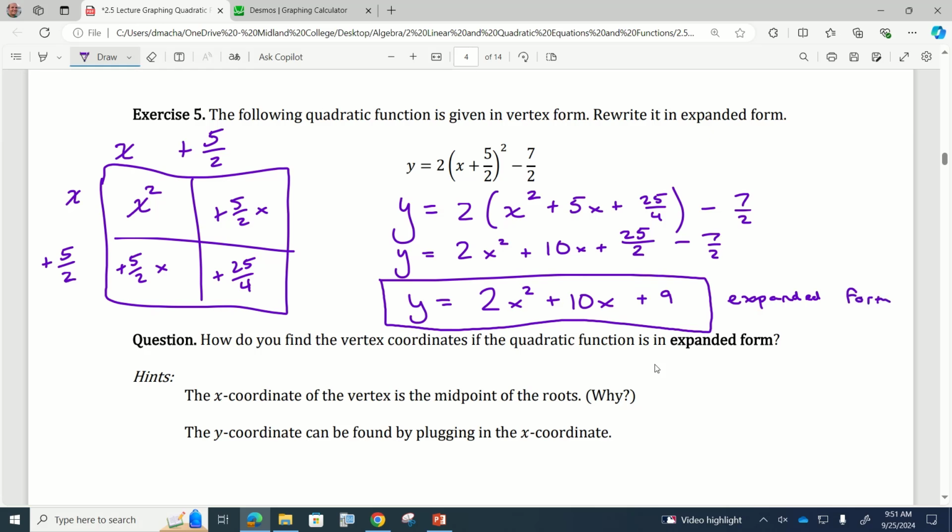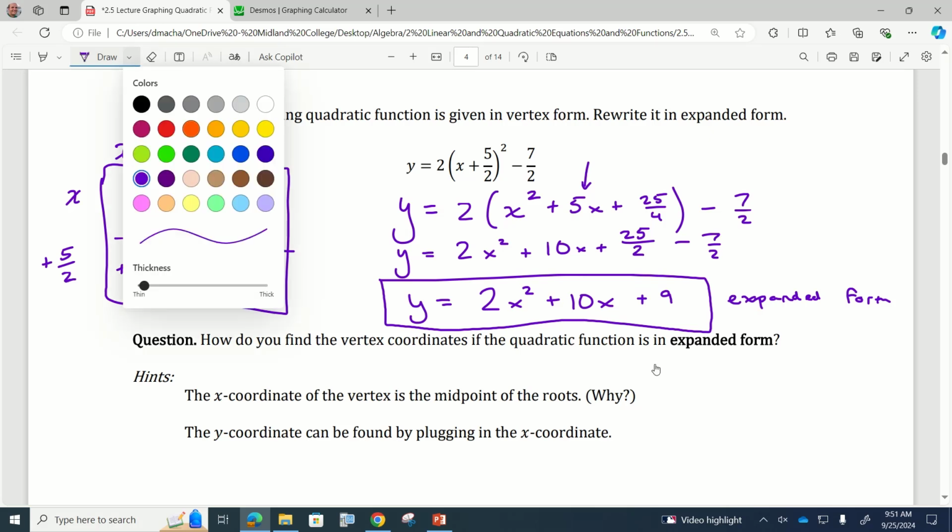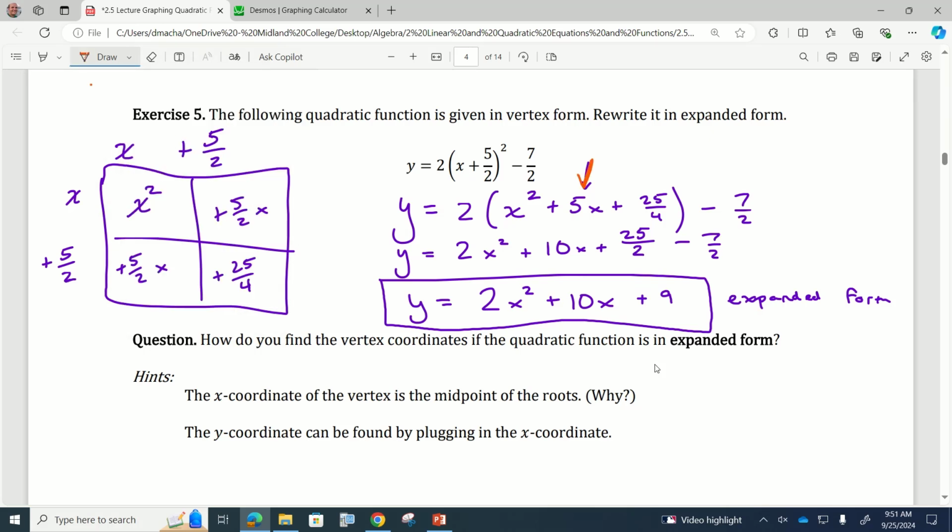Questions? Where'd you get the 5x? Yeah, where'd you get the 5x from? Right here? So I'm trying to add together this plus this. Right, I've got 5 halves x plus 5 halves x. And that gives me 2 copies of 5 halves x, and then the 2's cancel, just 5x. Good question.